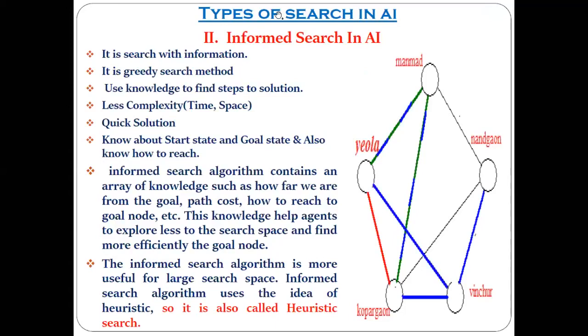Okay. Let's move forward to the second category of search, which is informed searching in artificial intelligence. Here I have mentioned what it is: search according to the information available. Another name for this algorithm is the greedy search method, and previously I forgot to tell you, uninformed search is also referred to as brute force techniques.